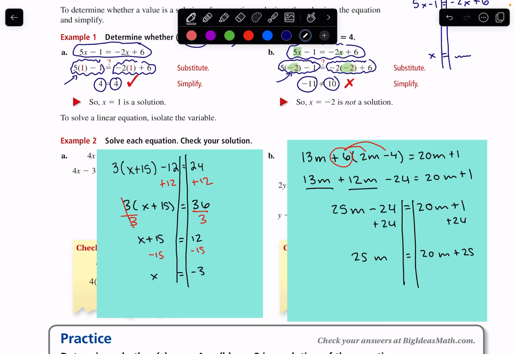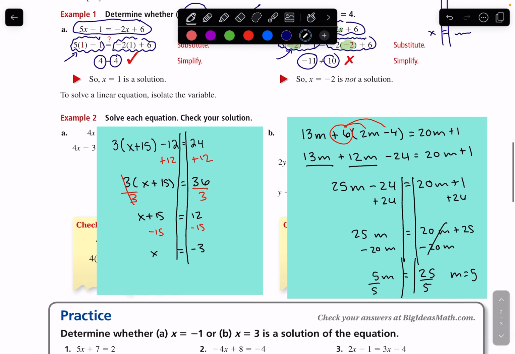Now let's minus these 20m to get them over here with these m's. They're positive on the right, so I have to minus them to make them go away, right? So then I end up with 5m equals 25. Last step is to divide by 5, and we get m equals 5.